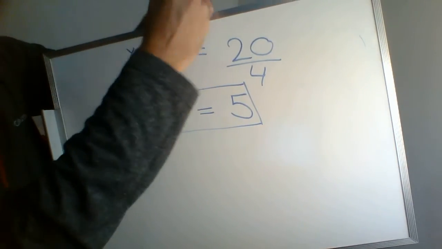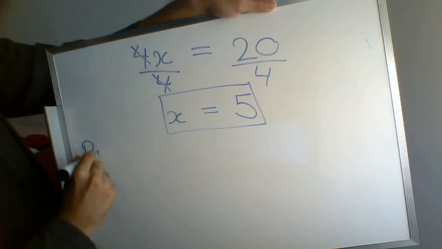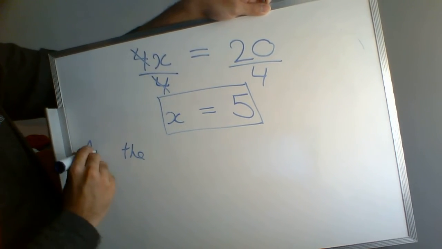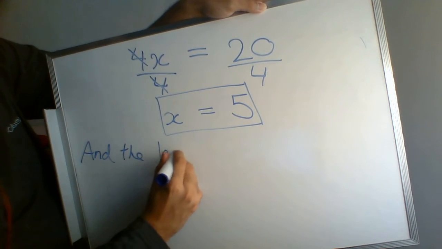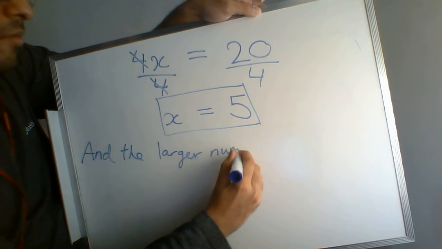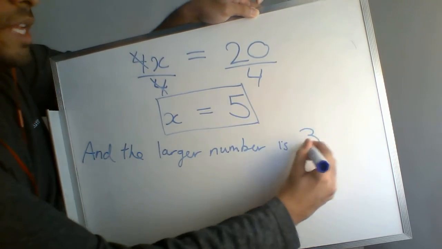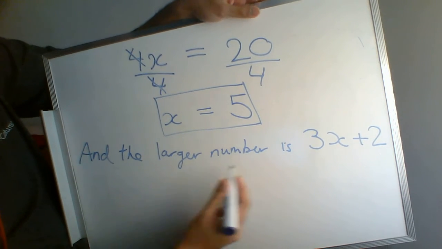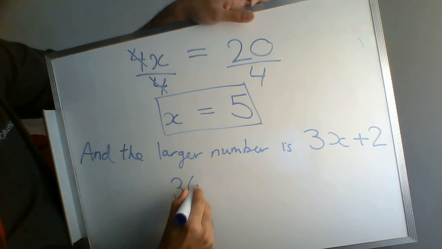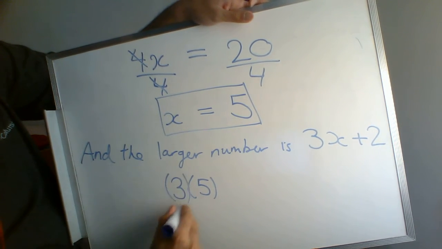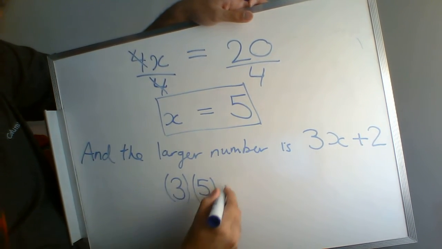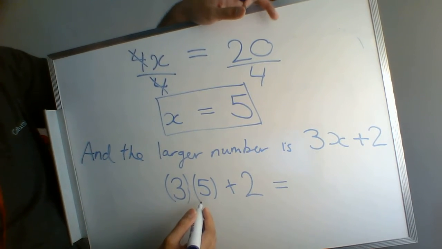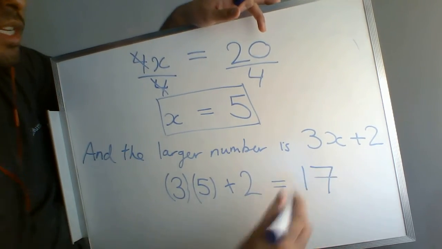But we know the larger number, so you could even say but the larger number, or you could say and perhaps, which might be more appropriate in this case, and the larger number is 3x plus 2. And we know what x is, so it's going to be 3 times 5, because x is equal to 5. So we've got 3 times 5 plus 2 is the larger number. 3 times 5 is 15, plus 2 is indeed 17.